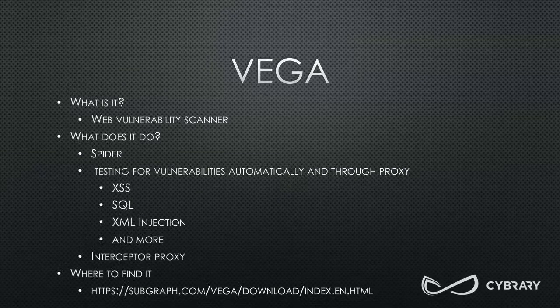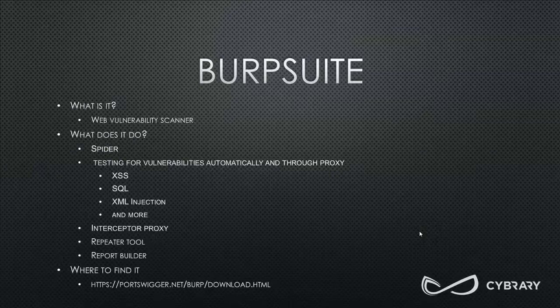It spiders, it tests for cross-site scripting, SQL injection, and XML injection, and more. It tests for vulnerabilities automatically, and you can also set up a proxy to have it test through. Vega also has an interceptor proxy, which allows you to perform manipulation of packets, which can come in handy. Where to find it? We can find it at the link here, or it comes pre-installed on Kali and Kali 2.